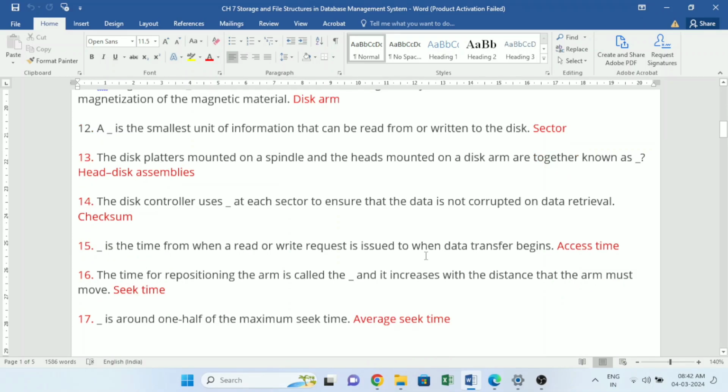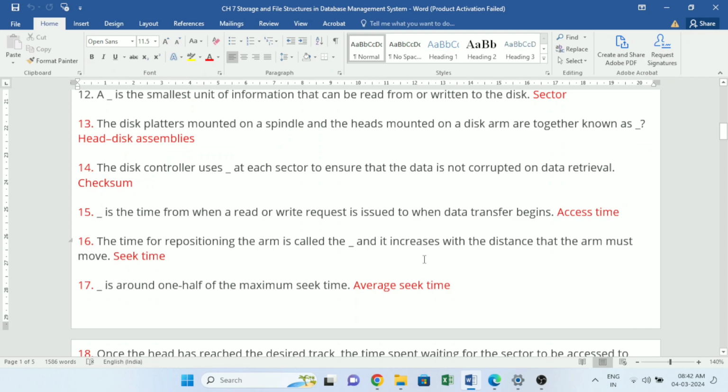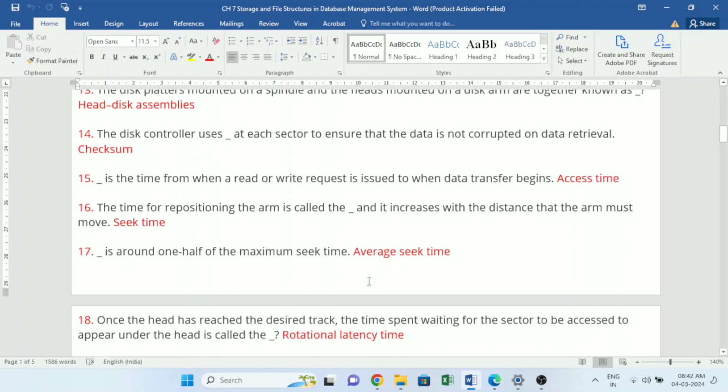Sector. 13. The disk platters mounted on a spindle and the heads mounted on a disk arm are together known as underscore. Head-disk assemblies. 14. The disk controller uses underscore at each sector to ensure that the data is not corrupted on data retrieval. Checksum. 15. Underscore is the time from when a read or write request is issued to when data transfer begins.